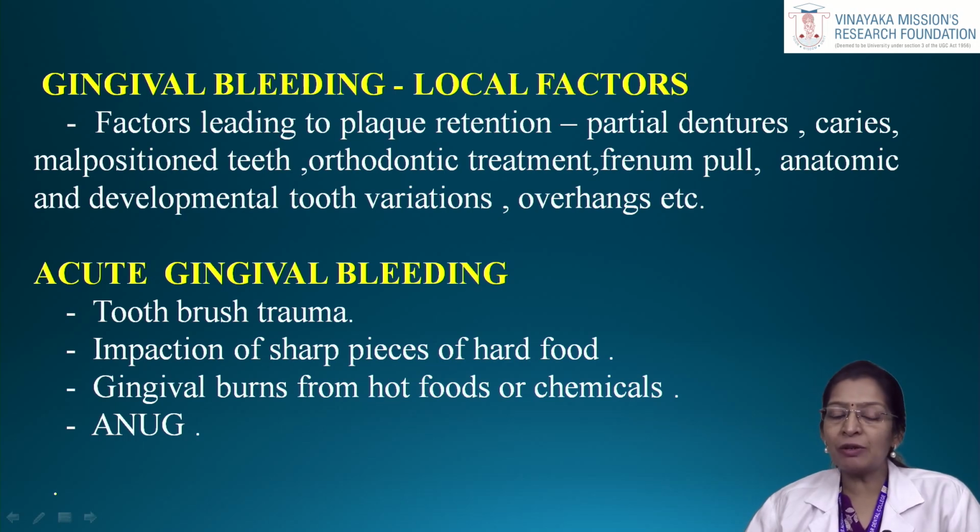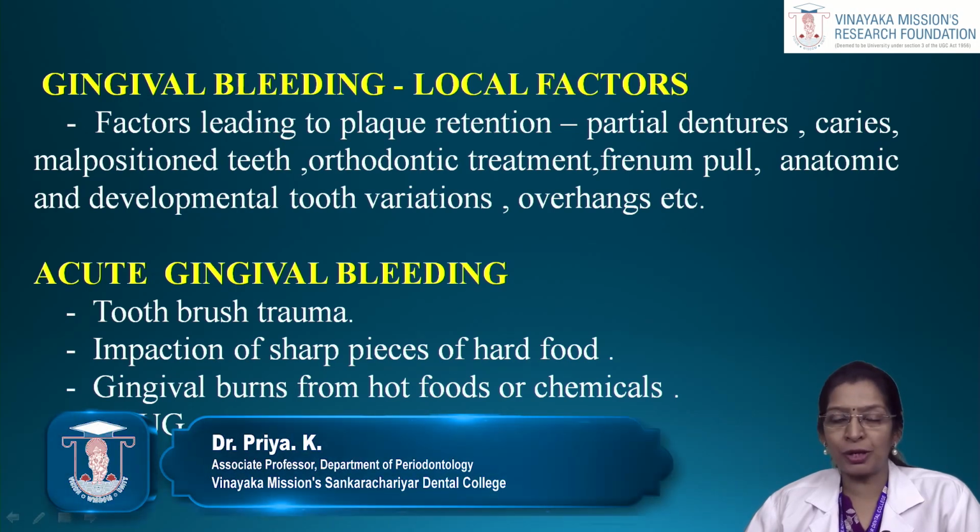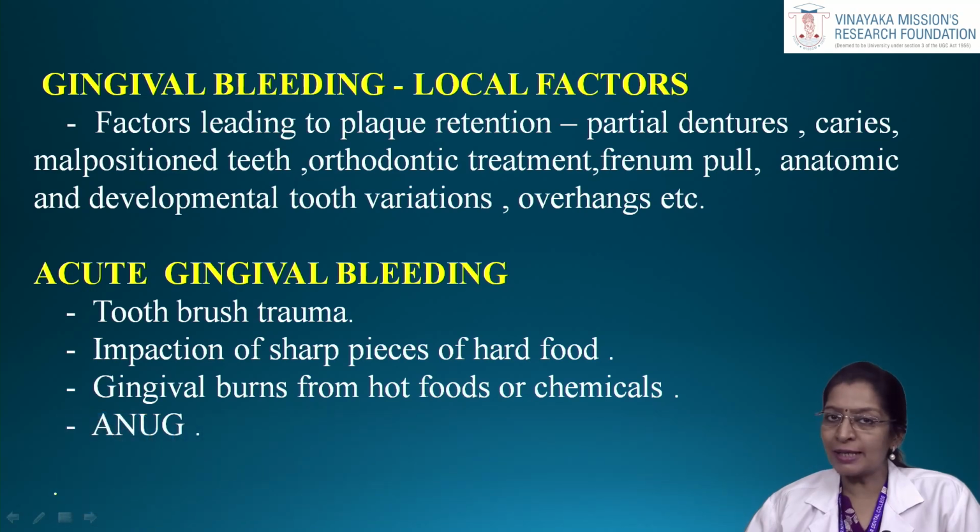Apart from this, acute gingival bleeding might be caused because of vigorous tooth brushing. When we do vigorous tooth brushing, the tooth bristles might affect the gingiva and cause injury resulting in bleeding. Impaction of sharp pieces of hard food, like impingement of chips or biting an apple or bone pieces, tend to injure the gingiva and cause gingival bleeding.